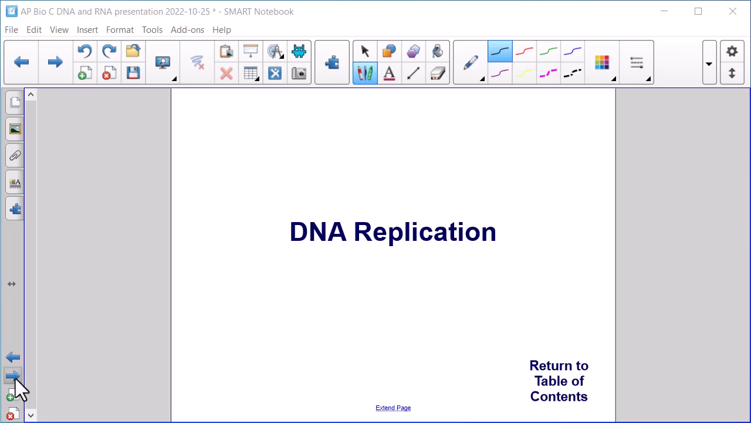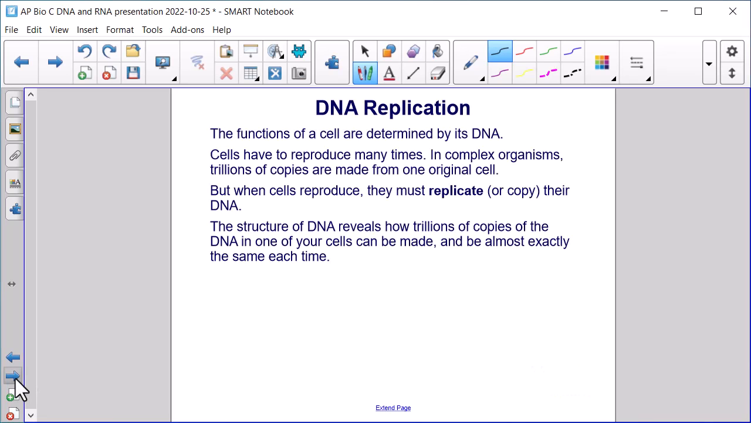DNA replication. The functions of a cell are determined by its DNA. Cells have to reproduce many times. In complex organisms, trillions of copies are made from one original cell. But when cells reproduce, they must replicate or copy their DNA. The structure of DNA reveals how trillions of copies of the DNA in one of your cells can be made and be almost exactly the same each time.